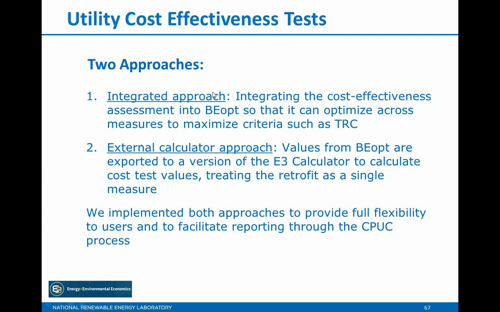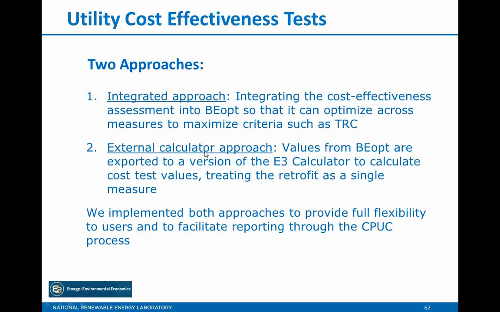So there were 2 approaches that E3 developed in this project for addressing utility cost tests. The first is the integrated approach, where NREL worked with E3, integrating these calculations into BEopt using hour-by-hour avoided cost data, actually hour-by-hour over a 40-year time period, so that we have predictions for future utility avoided costs. And so that's what we call the integrated approach, and everything that I'm going to describe in the rest of the presentation revolves around that approach.